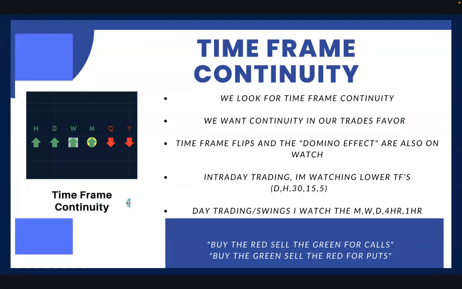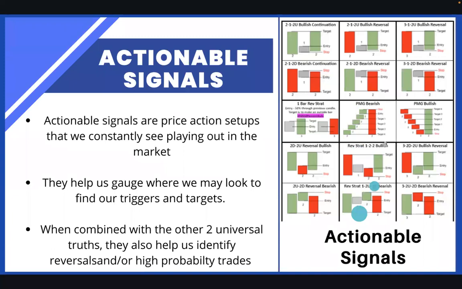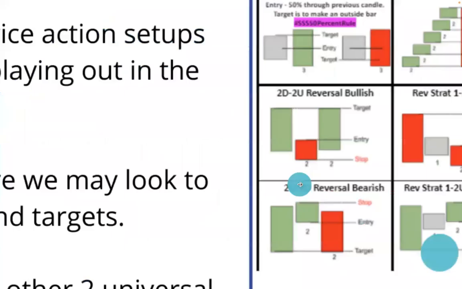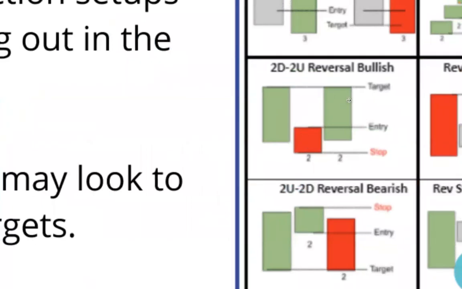Because let's say we're trying to go long, we're trying to buy calls. If I know we got full time frame continuity on all these time frames, I know buyers are in full effect. And then I see an actionable signal playing out, maybe like a boom, 2 down, 2 up, bullish reversal. I'm taking that back up into full time frame continuity, right? We're going 2 up, green. All the other time frames are green. This actionable signal is giving me somewhat of a clear target that I can try and target.